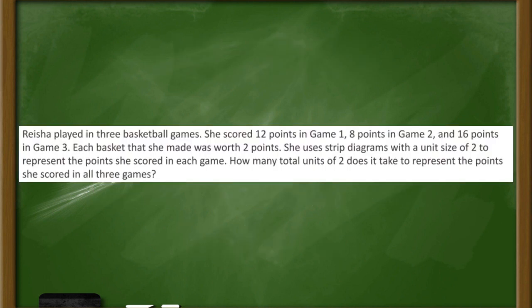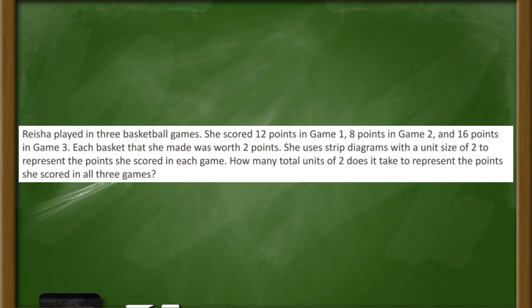All right, mathematicians, for our warm-up activity today, you are going to need your whiteboards and markers. I'm going to read us the problem on the screen, but make sure you do follow along. Risha played in 3 basketball games. She scored 12 points in game 1, 8 points in game 2, and 16 points in game 3. Each basket that she made was worth 2 points. She uses strip diagrams with a unit size of 2 to represent the points she scored in each game. How many total units of 2 does it take to represent the points she scored in all 3 games?